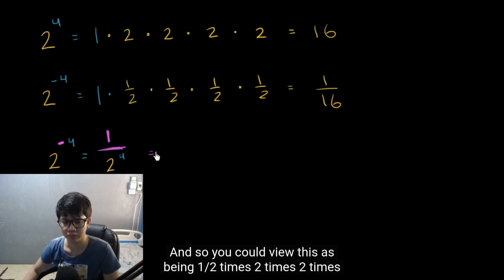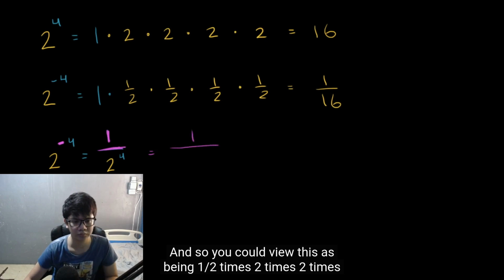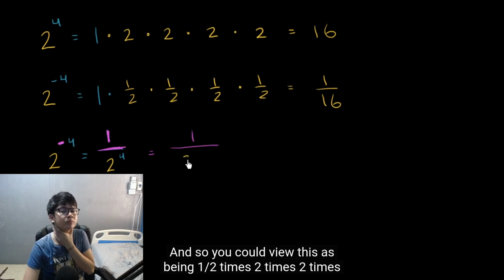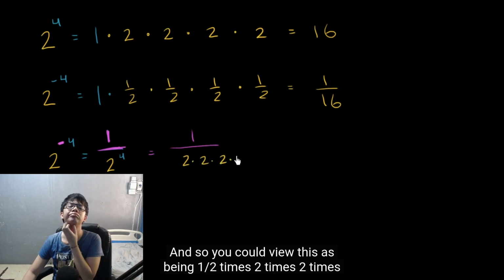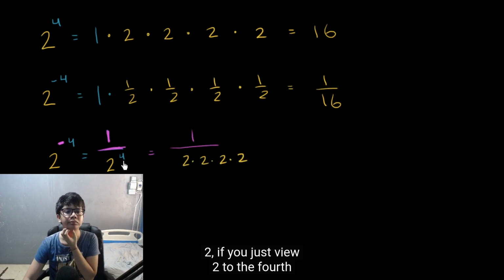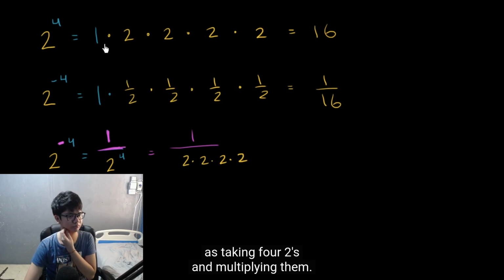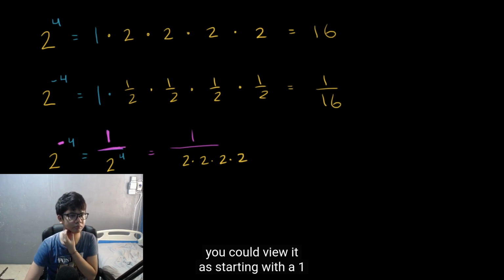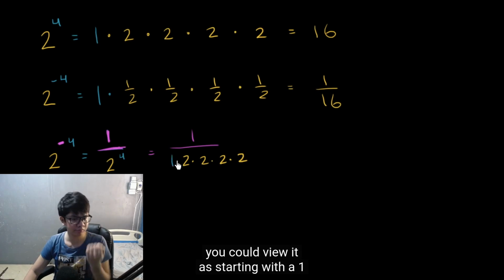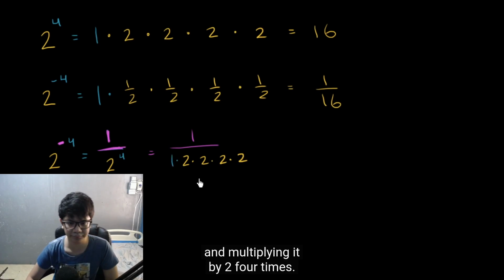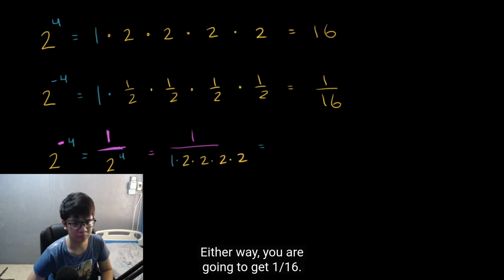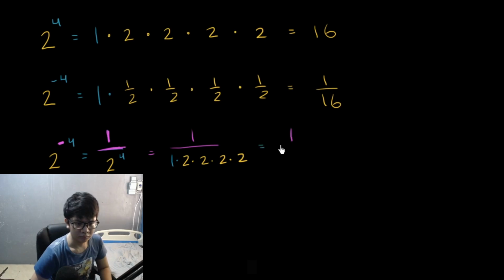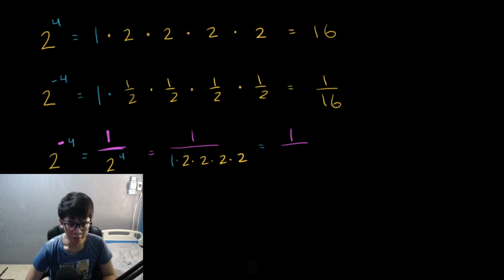And so you could view this as being 1 over 2 times 2 times 2 times 2, if you just do 2 to the 4th as taking 4 2's and multiplying them. Or if you use this idea right over here, you could view it as starting with the 1 and multiplying it by 2 4 times. Either way, you are going to get 1 over 16.